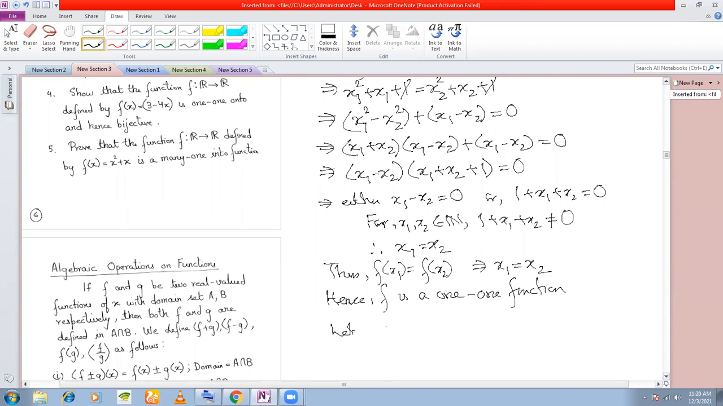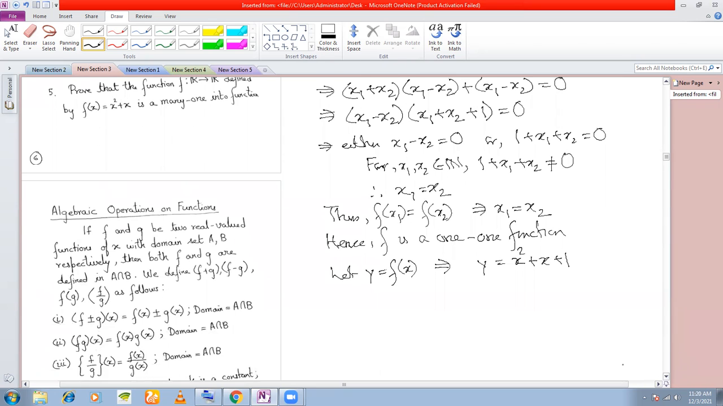How do you show? You take y is equal to f(x). Okay, that means in this case, f(x) is x square plus x plus 1, right? Now we want to find x in terms of y. So how do you find x in terms of y? x square plus x plus 1 minus y. We express this as a quadratic in x. Okay, and therefore you can find out the roots of this equation by Sridhar Acharya.